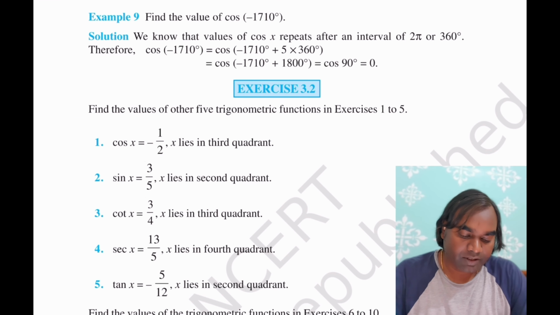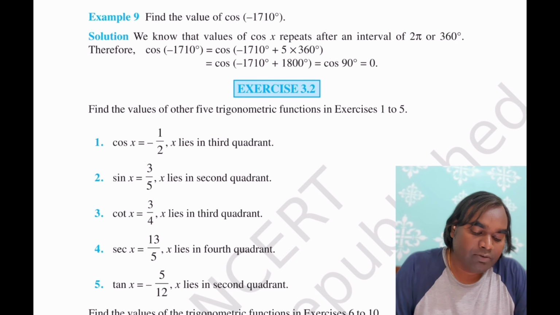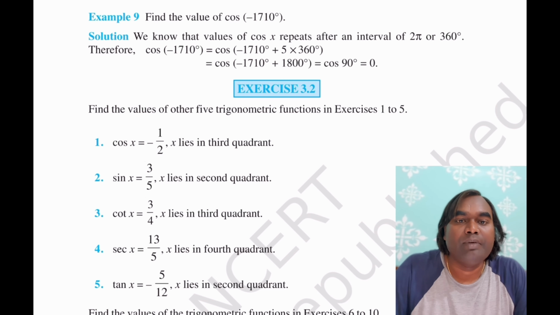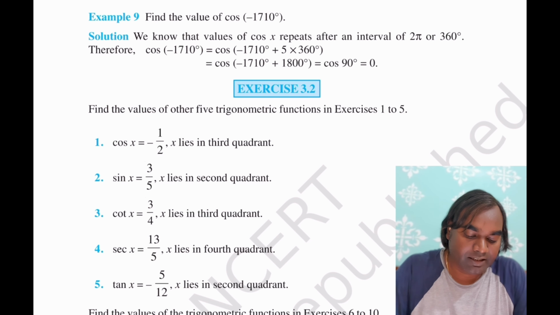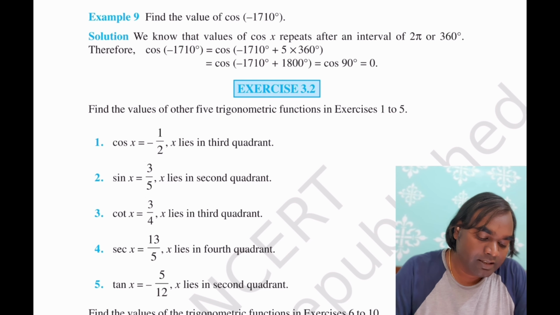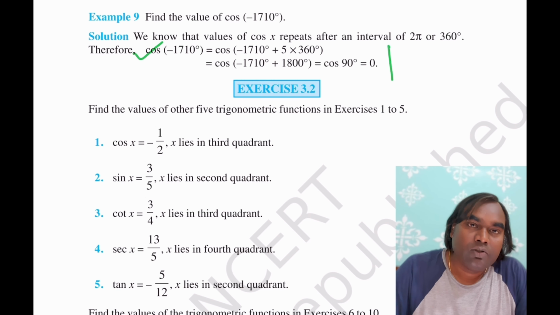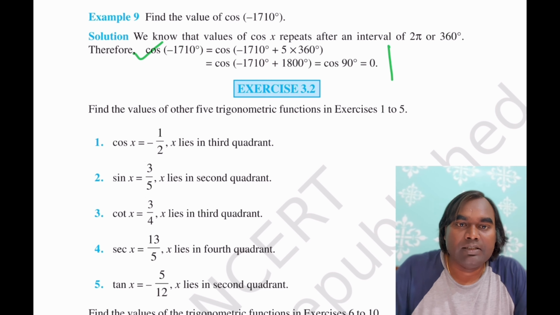So friends, now take up example number 9. In this example you have to calculate the value for cos of minus 1710 degrees. Firstly, there are two ways. One is given in this solution. Now you can also do this by a second method. So you know that cos of minus theta is equal to cos theta.